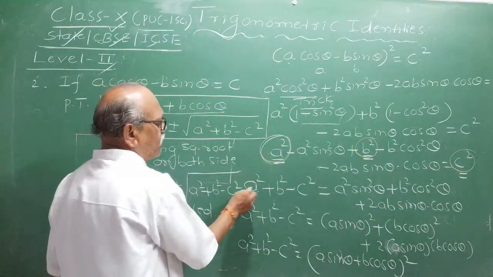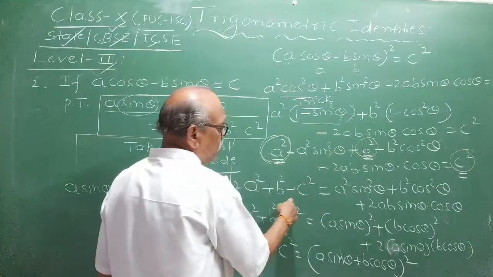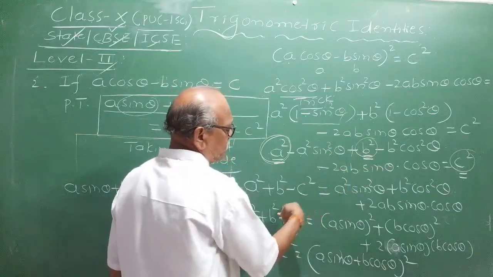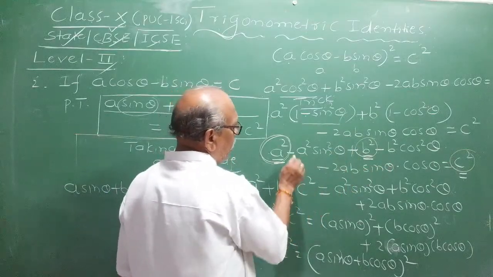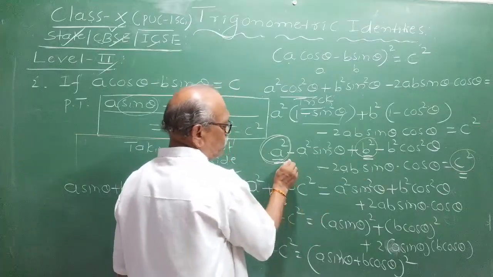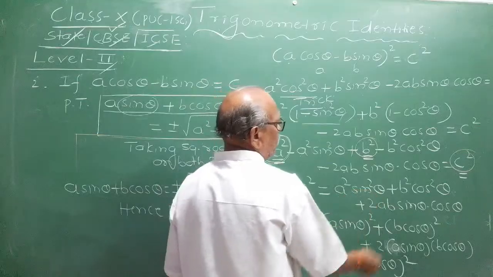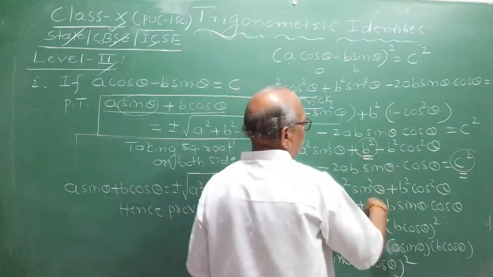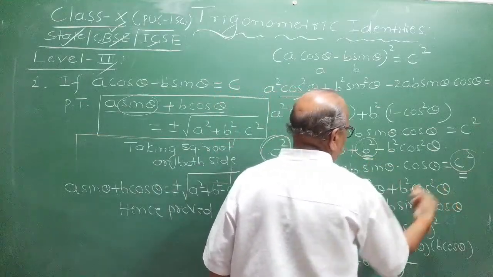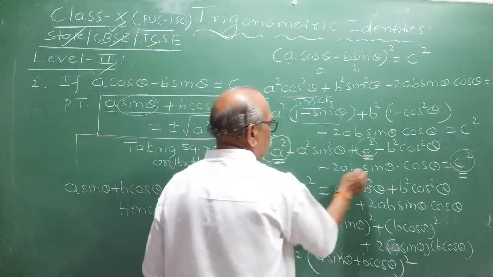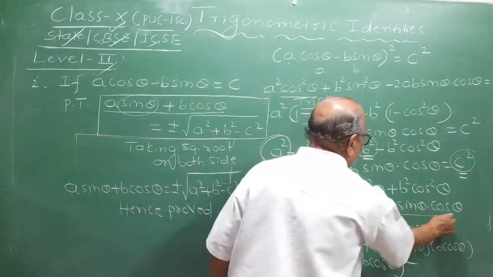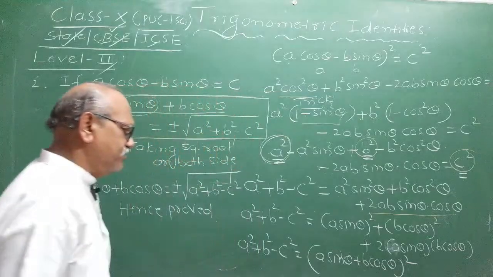Now you get a square plus b square plus c square. When c square crosses the equality sign, it becomes minus c square. Take all of them to the right. Minus a square sin square theta becomes plus a square sin square theta. Minus b square sin square theta, when it comes to the right hand side, becomes b square cos square theta. Minus 2ab sin theta cos theta becomes plus 2ab sin theta cos theta.